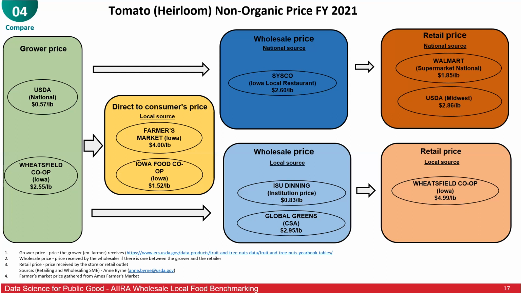Now you can kind of see the price markup here. We go from 0.057 cents per pound to 2.60 per pound for the wholesale price, and 0.57 per pound to 0.83 per pound for ISU Dining. And then from wholesale, you can go to retail. Again, it can be national or local. So on the national level, you have Walmart, or in the local, we have Wheatsfield Co-op.